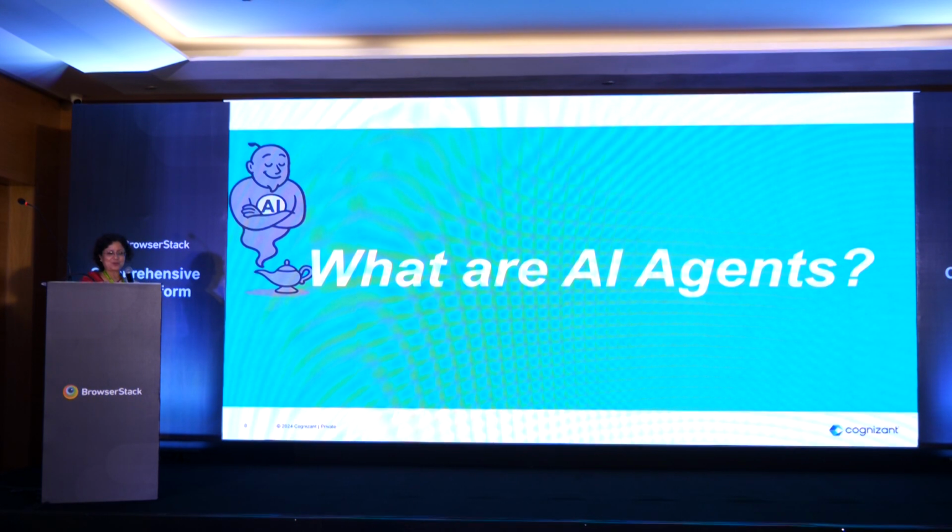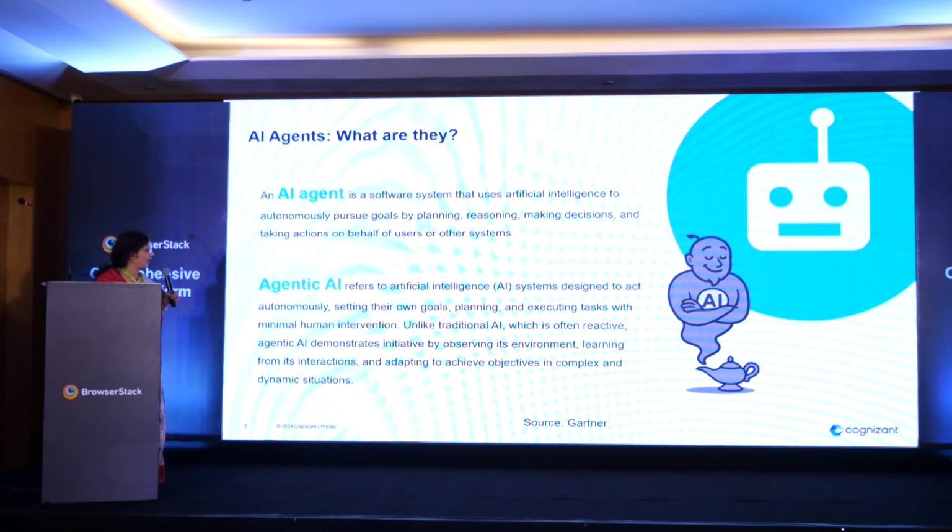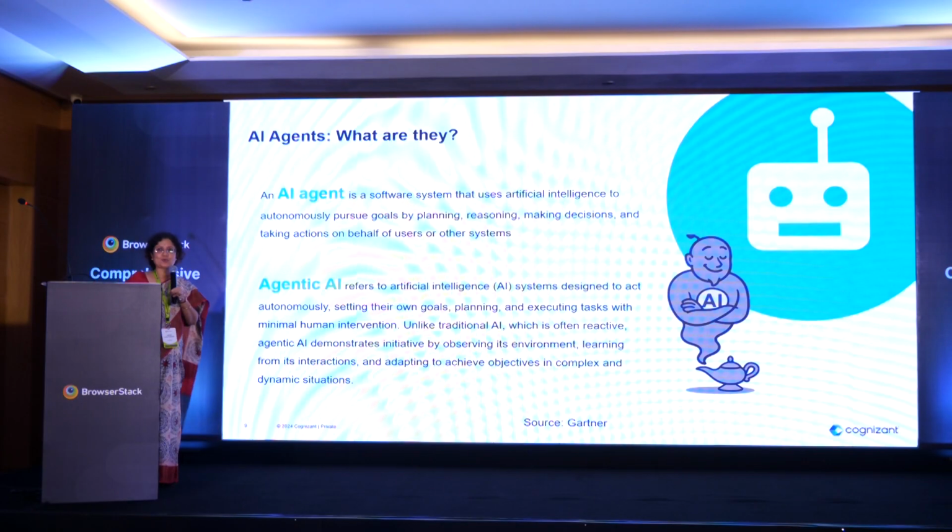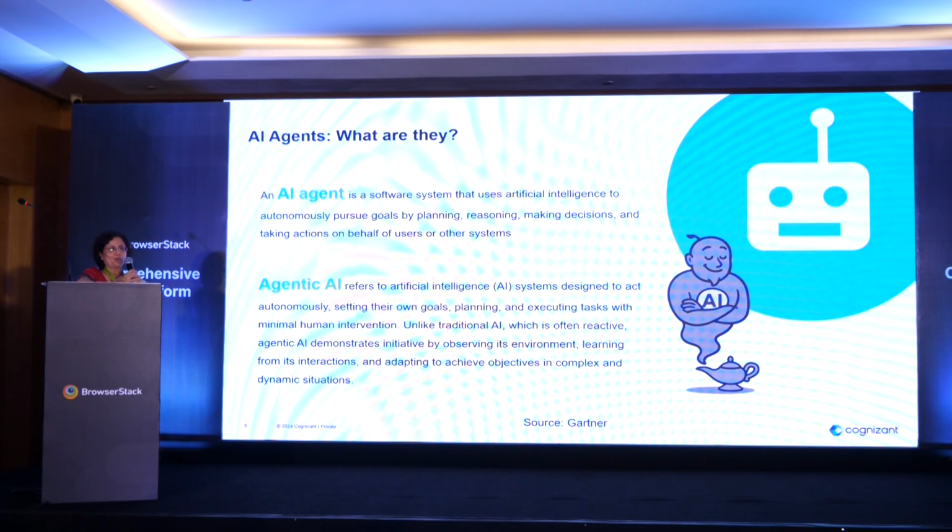Okay, so now I'll come to AI agents. I'll give you this definition which comes right from Gartner. We work very closely with the analysts, and I'm going to use certain slides here which are taken right from Gartner. We spoke about what AI agents are, so I'm not going to delve deeper into it, but I just want to tell you the difference between an AI agent and agentic AI.